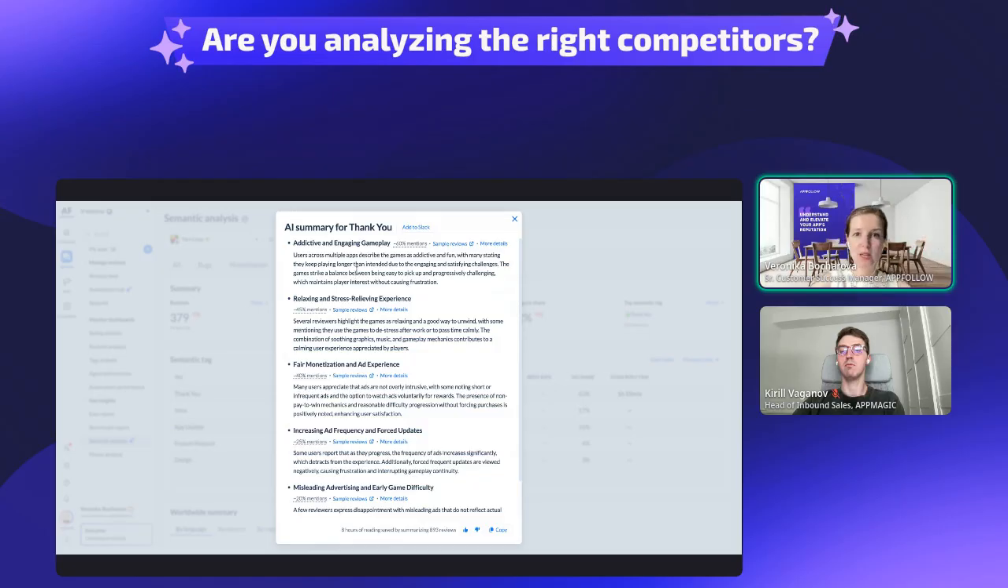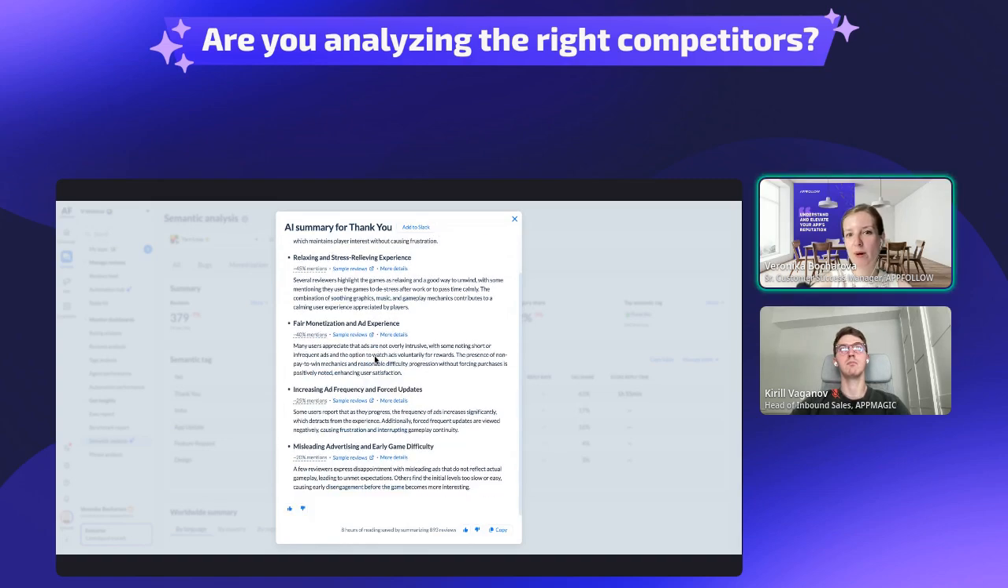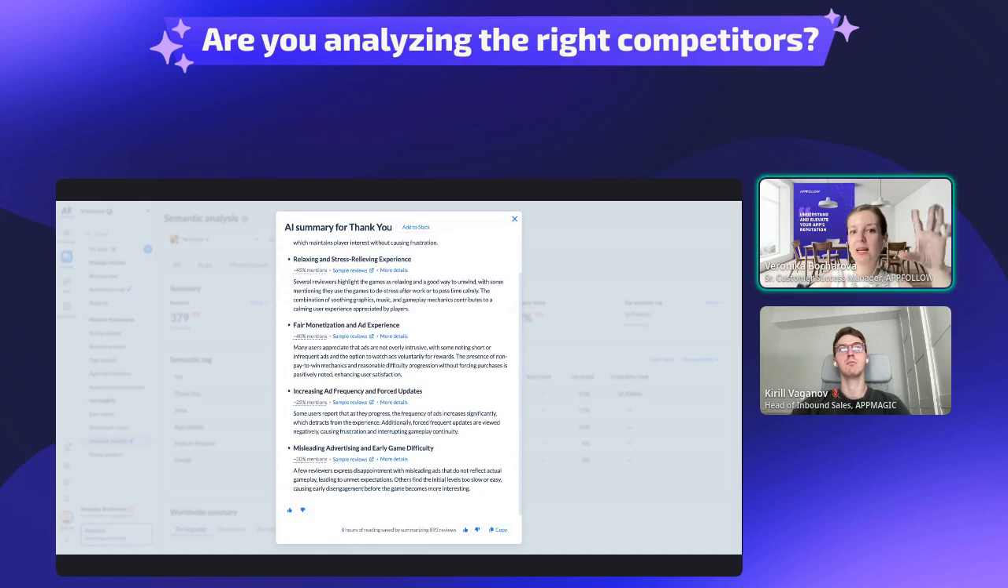Sometimes it's going to be quite generic if the users are not writing anything specific, if they're just saying the application is nice or they like it. But sometimes you can uncover the points that are really interesting to learn about. So here the users are saying, for example, there's an engaging gameplay, satisfying challenges, but then there are some problems, for example, that are uncovered and that are mentioned even in the positive reviews.